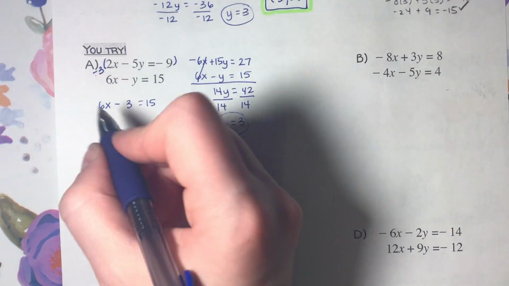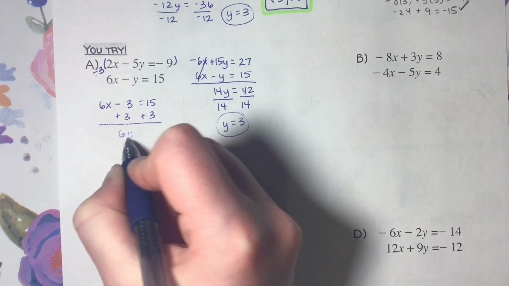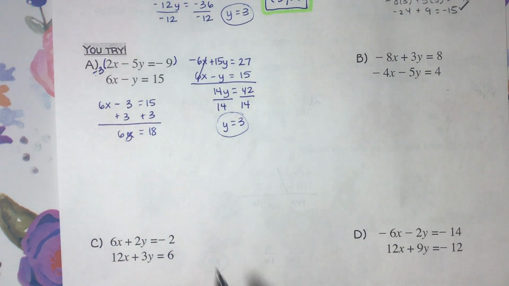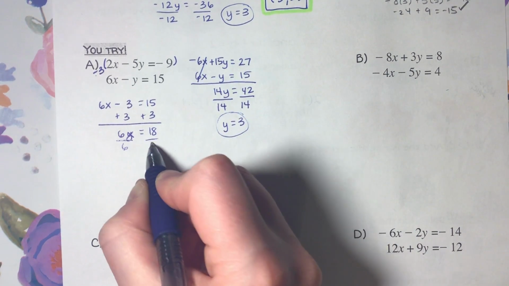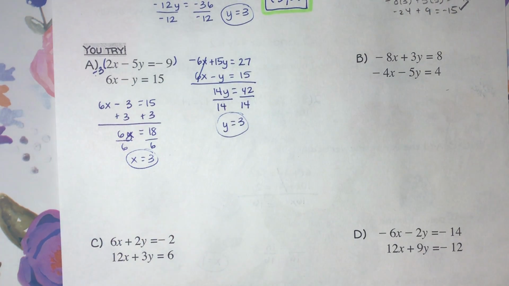Solve for x. So add 3 to both sides. That gets me 6x, not y. 6x is equal to 18. Divide by 6 on both sides, and once again I get x is equal to 3.